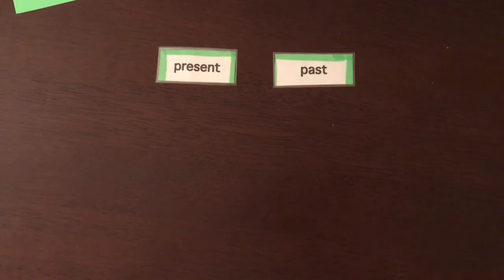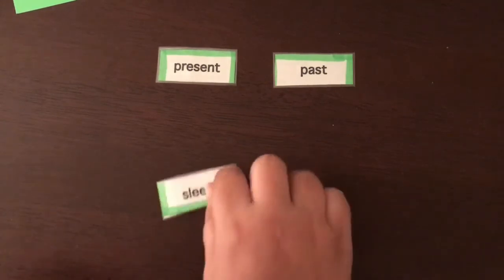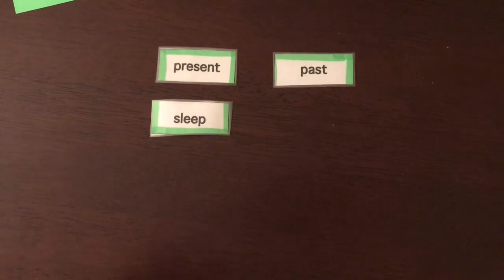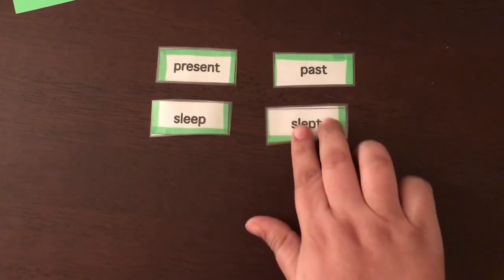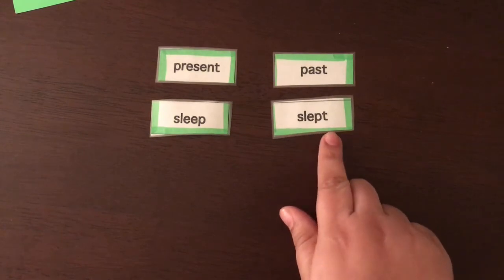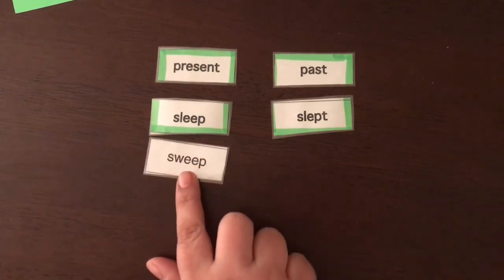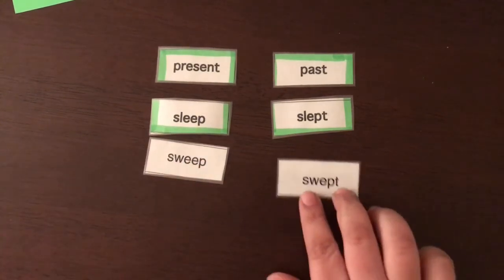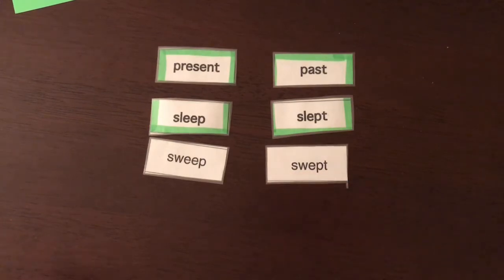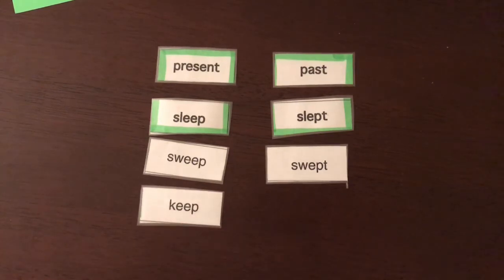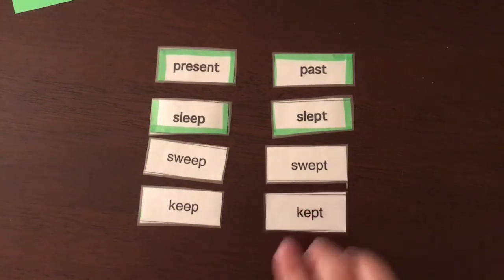So let's start off with words that end in EEP, like sleep. Those words, if you change it to past tense, actually change to EPT. So sleep becomes slept. Another word that also has the same pattern is sweep. Sweep is EEP, and the ending changes to EPT, swept. The next word is keep, and again that ending is going to change to EPT.